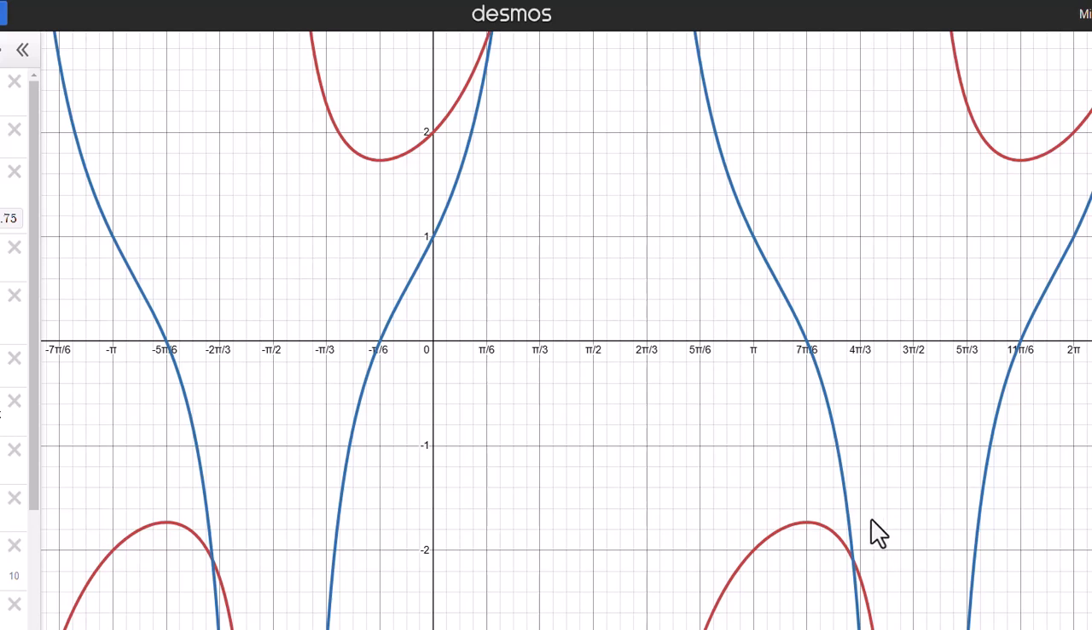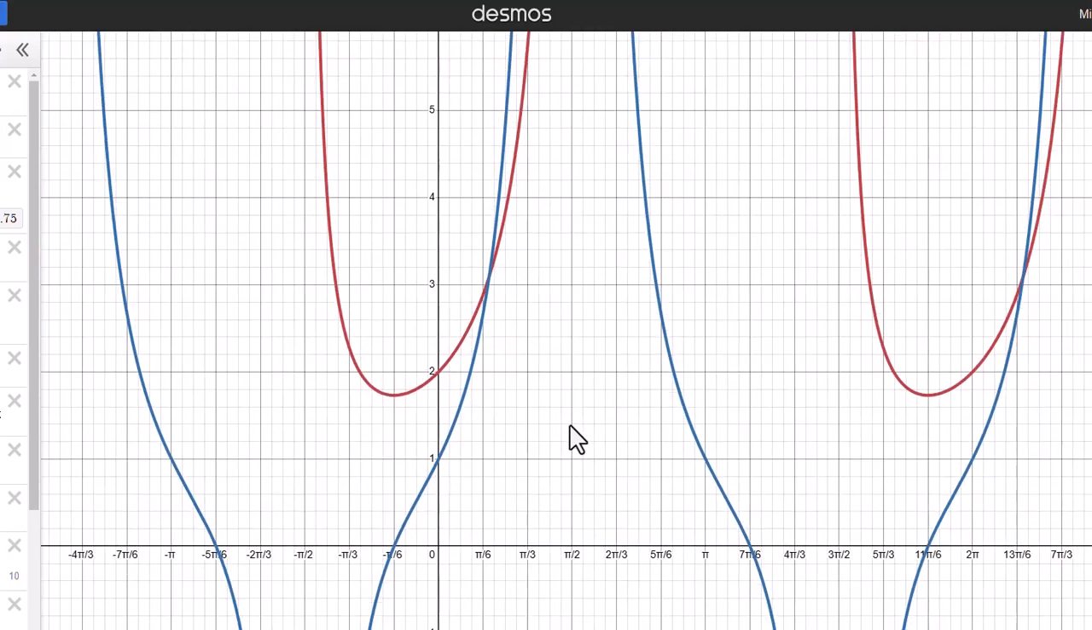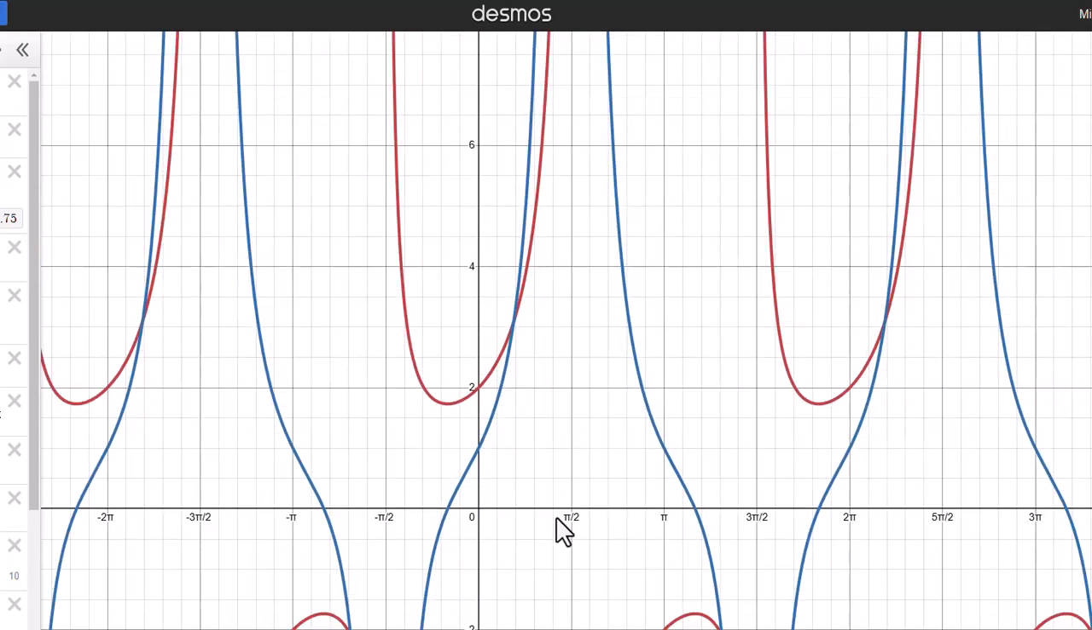Now, in dealing with the cosine part of it, we realize, let's zoom out a little bit, that at pi over 2, that 1 over cosine is not defined. And at 3 pi over 2, 1 over cosine is not defined. So those were our other critical numbers, and we found 4 of them in that problem.